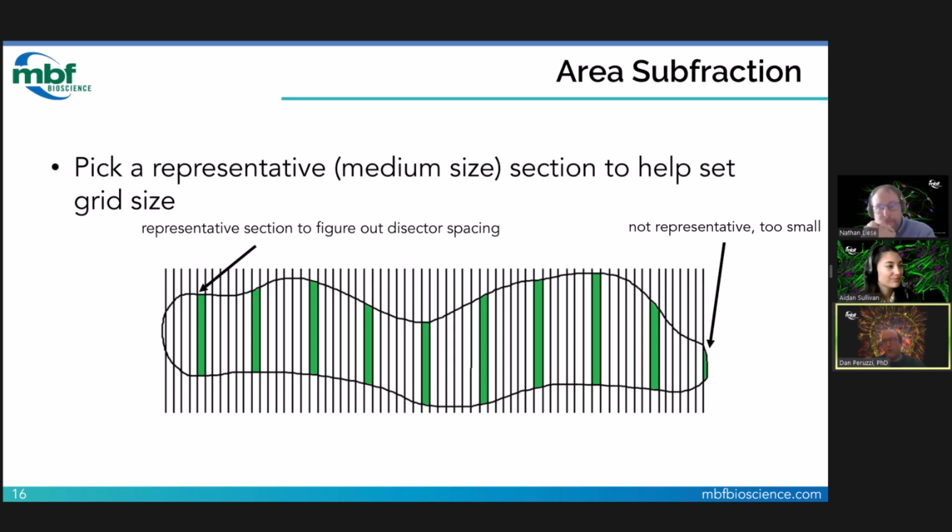Okay, so in order to set up the area subfraction, we want to pick a representative section out of our 9 or 10 or 11 sections. We wouldn't pick the section that's all the way on the right. Notice how small the cross-sectional area of that section is. We don't want the biggest section, and we don't want the smallest section. We want a medium-sized section, so the one on the left would be good. Then we take that section and use Stereo Investigator to help us set up the area subfraction.